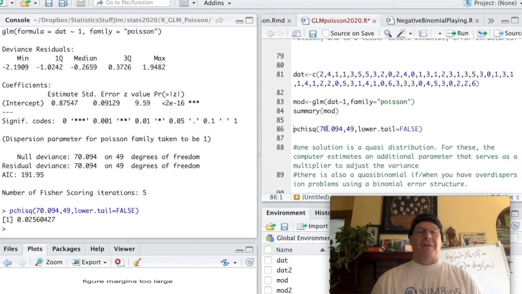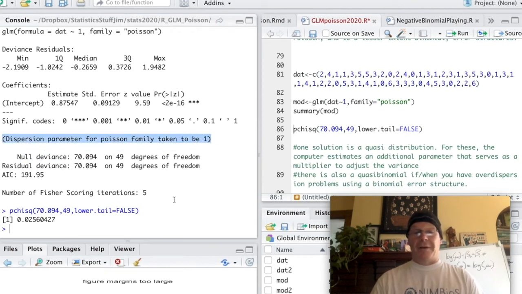So one solution to this are what are called quasi-distributions. Quasi-distributions were developed explicitly for this problem of over-dispersion. All that's happening in a quasi-distribution is that the computer is going to iteratively calculate a dispersion parameter that will serve as a multiplier so that we will increase the standard error around our point estimate of our parameter.